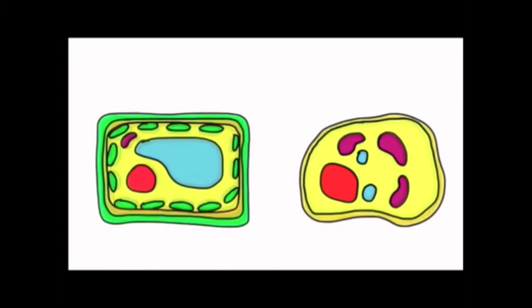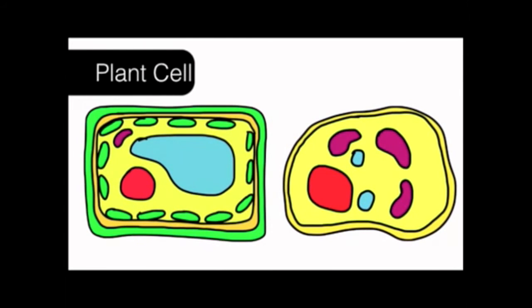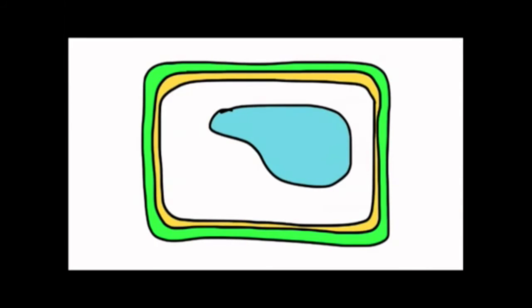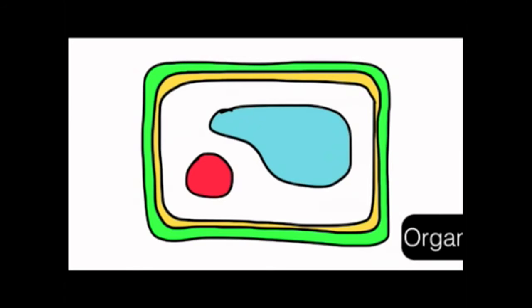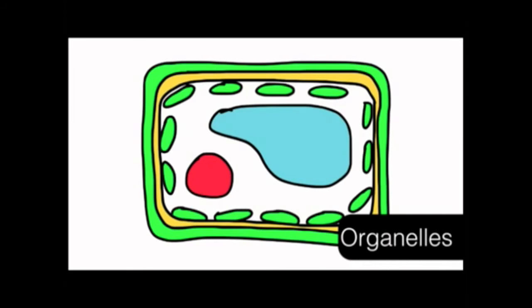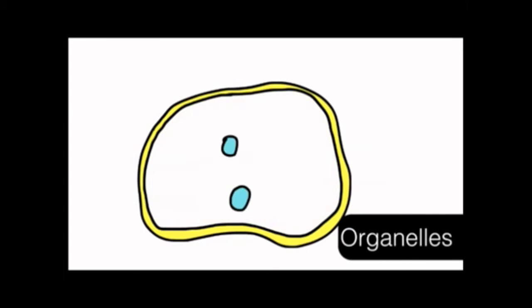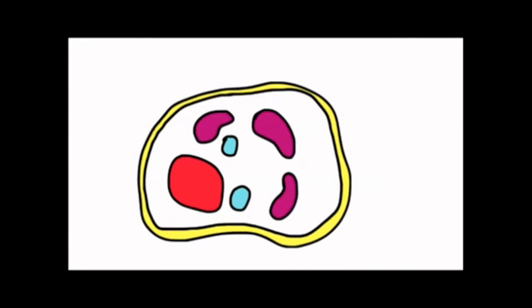Parts of a cell. All living things are made of microscopic units called cells. Two kinds of cells are plant and animal cells. How cells work to keep living things alive is truly amazing. Cells are made of parts called organelles. Each organelle has a specific job to perform in order to keep the cell functioning.